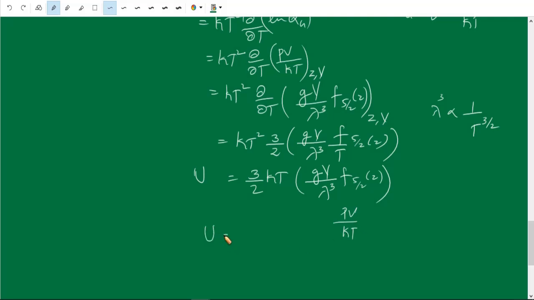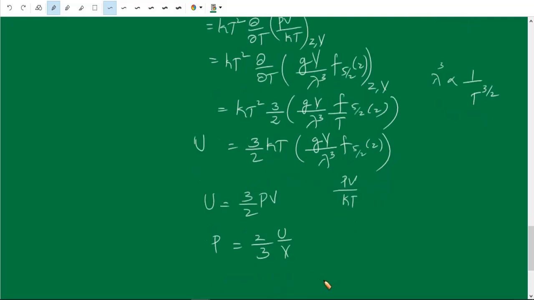So we can write U is equal to 3 divided by 2 kT, cancel, so remaining will be 3 divided by 2 PV. This can be written as P is equal to 2/3 of U divided by V. So pressure is 2/3 of the energy density.